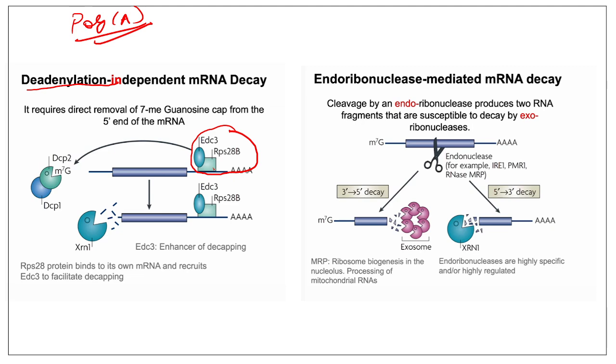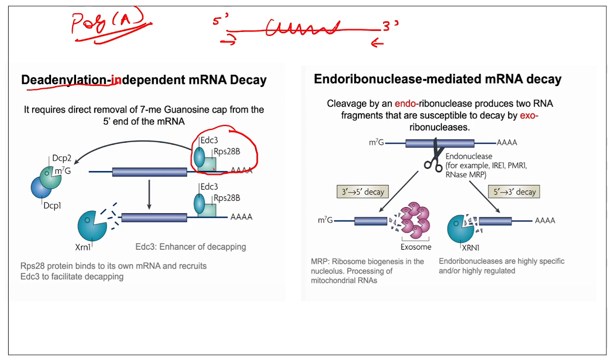So basically, this is your mRNA. This is the 5' end of the mRNA, and this is the 3' end of the mRNA. Decay means chopping off the mRNA. So mRNA can be chopped off from this side. It can be chopped off from this side. It can also be chopped off somewhere in between.